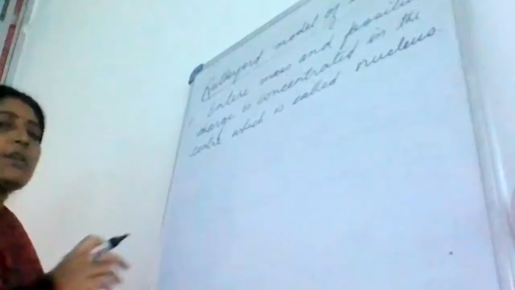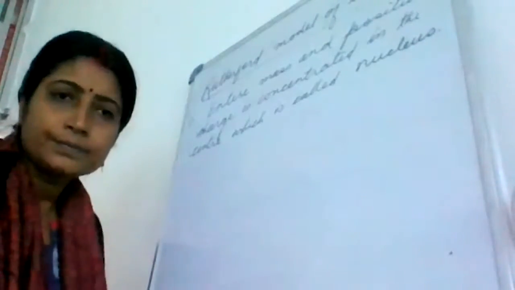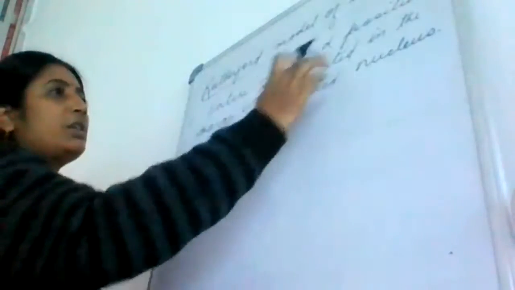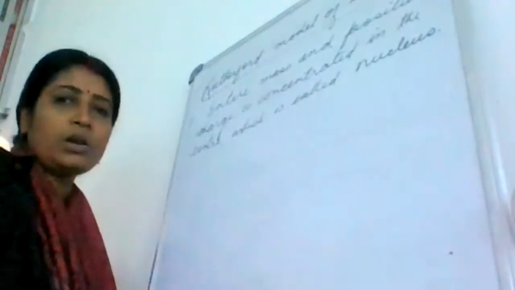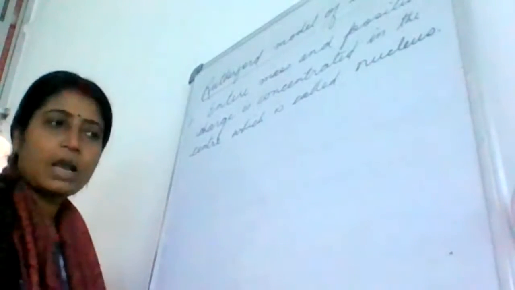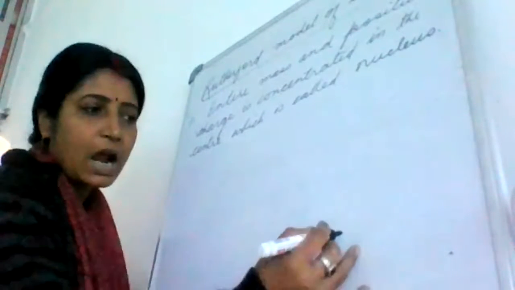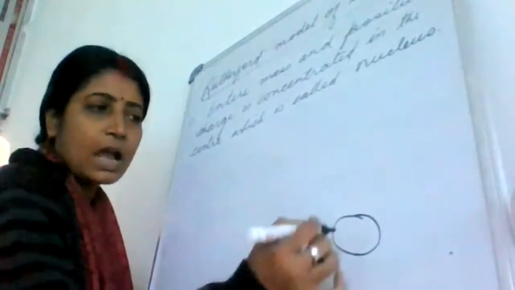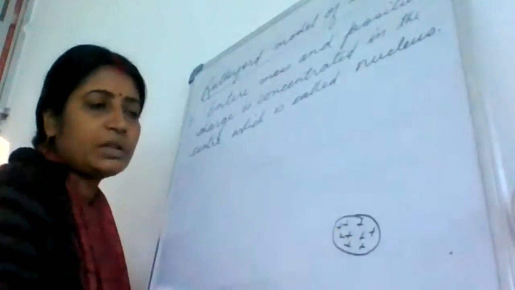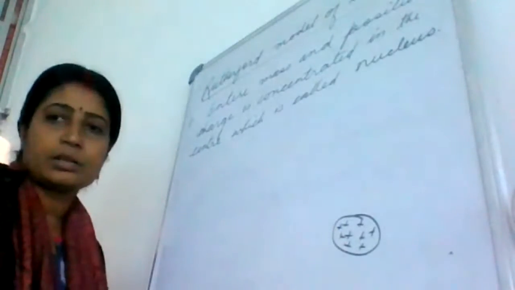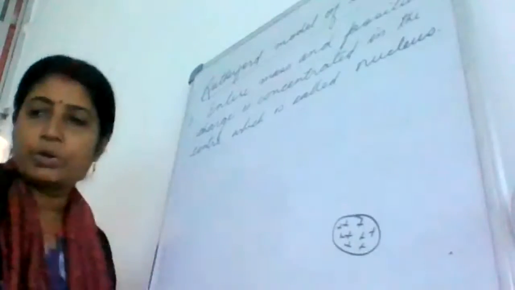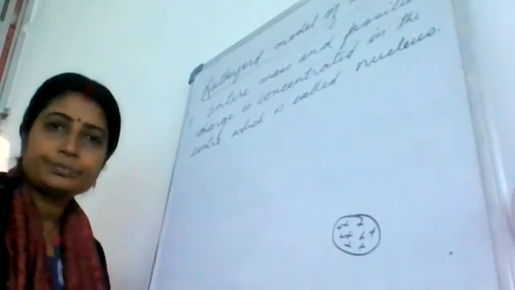Ma'am, please repeat it. Entire mass and positive charge is concentrated in the center, which is called what? Nucleus. That means what? The atom consists of a center, and this center contains what? Positive charge is present here. And the mass is due to what? Due to the proton. Mass is because of the proton.